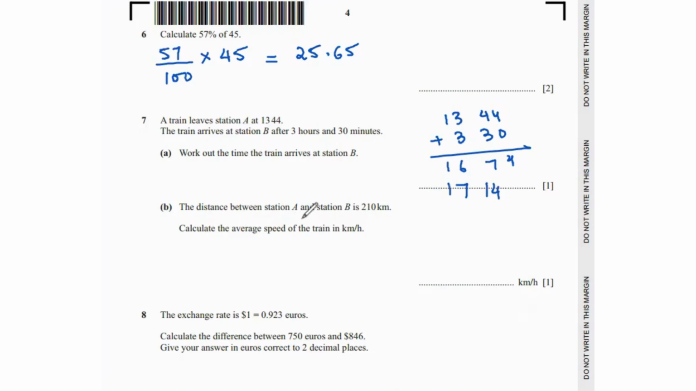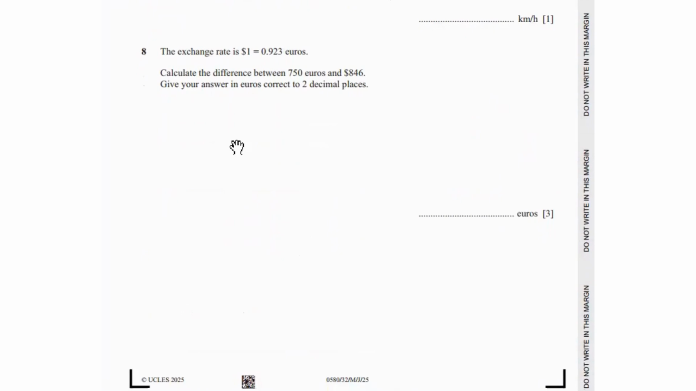Then the distance between station A and station B is 210 kilometers. Calculate the average speed of the train in kilometers per hour. So for average speed, we divide the distance by the time. Time is 3.5 because it took the train 3 hours and 30 minutes to go from A to B. So 210 divided by 3.5 is going to give us 60 kilometers per hour.